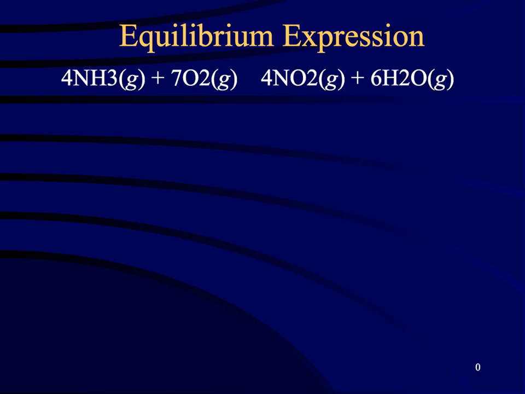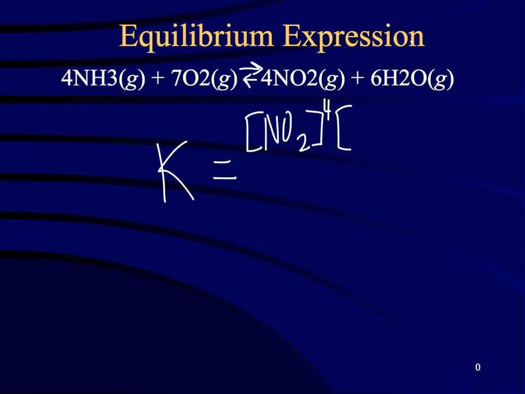All right, so for this example, let's go to the pen option. I want you to write out the equilibrium expression. We use a capital K for the equilibrium expression, and then we do our products on top. Those go in brackets, right? So NO2, and the coefficient becomes the power, so this becomes to the fourth power. Then we multiply that with the other product, which is H2O, and the coefficient is 6.